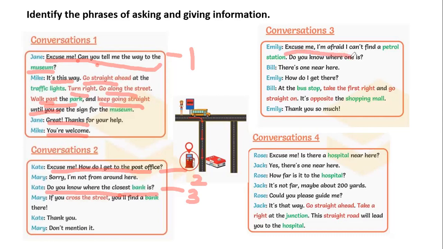What is she saying? Now students, this is another way of asking for information or a location. Okay. So that's about asking for direction. Excuse me, I'm afraid I can't find a petrol station. Do you know where one is? So you see, I'll number it as number 4. Another way of asking for direction.